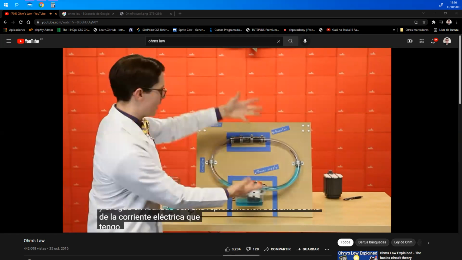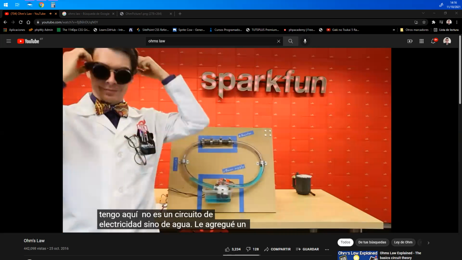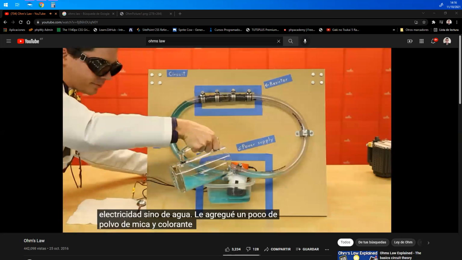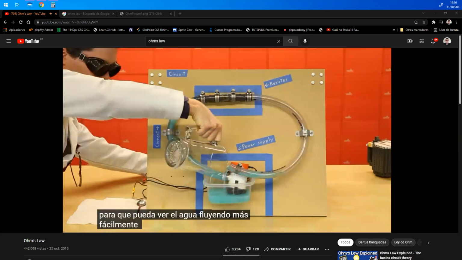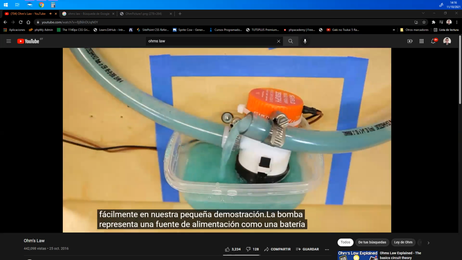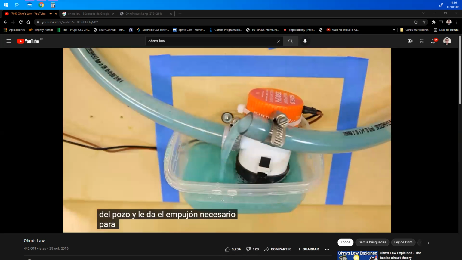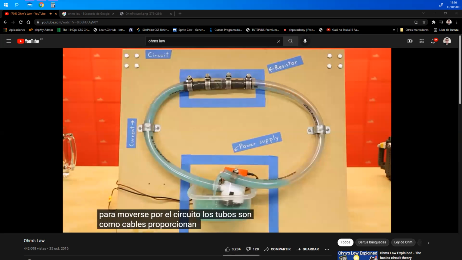What I've got here is a circuit, not of electricity, but of water. I've added some mica powder and blue food coloring to it so you can see the water flowing more easily. In our little demo, the pump represents a power supply like a battery or a wall adapter that pulls water up from a well and gives it the push needed to move through a circuit. The tubes are like wires. They provide a path for the current.